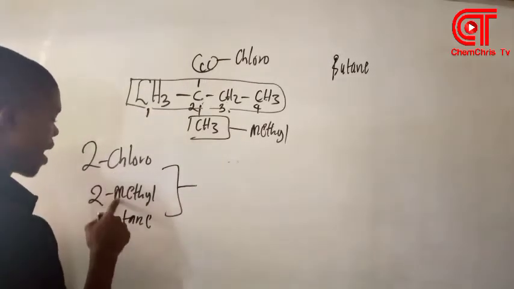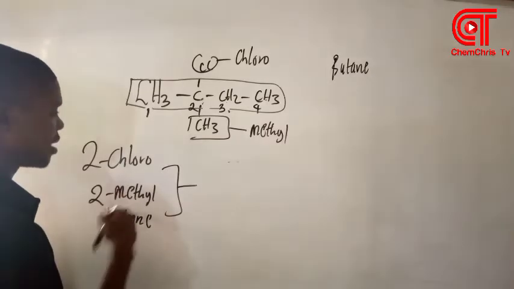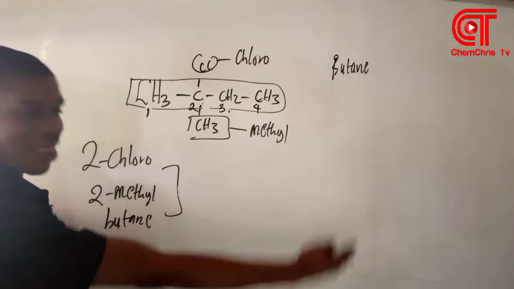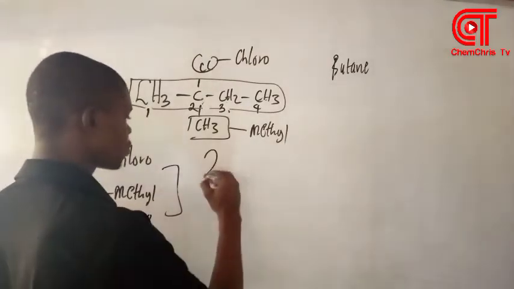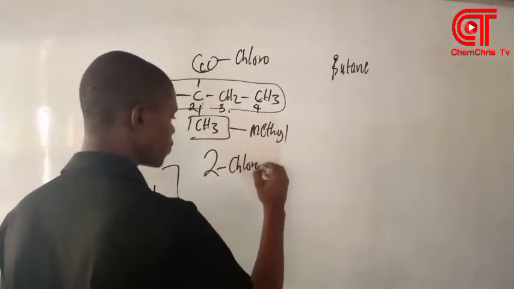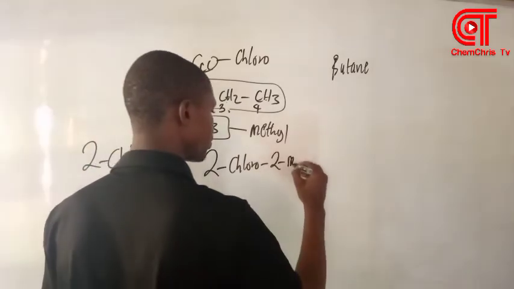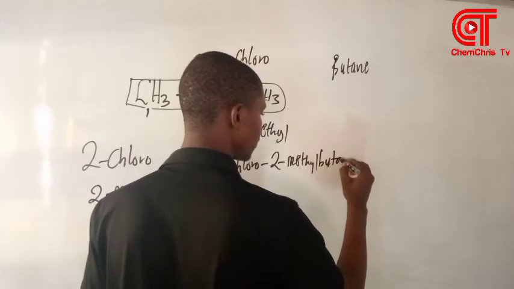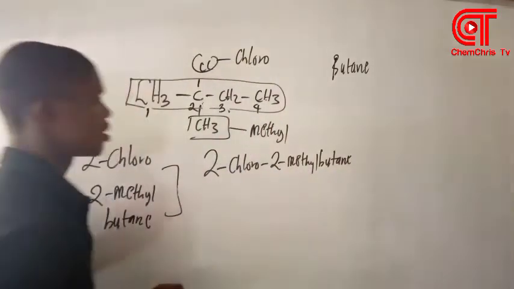Remember, C will come before M when it comes to alphabetical order. The parent chain always comes last, right? So it's going to be 2-chloro, 2-methyl, then here we have butane. You get? So that is it.